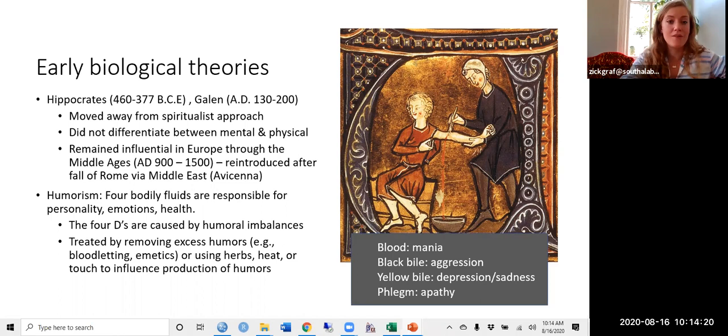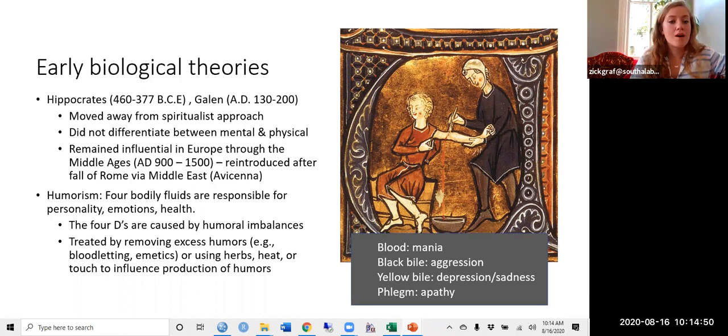One of their dominant teachings was humorism. The idea of humorism is that our bodies contain four fluids that need to be in balance for us to be in good physical and mental health. So the idea of humorism is that the four D's in behavior, and also any physical illness, any physical symptom, is caused by humoral imbalances. So having too much of one humor and too little of another humor.